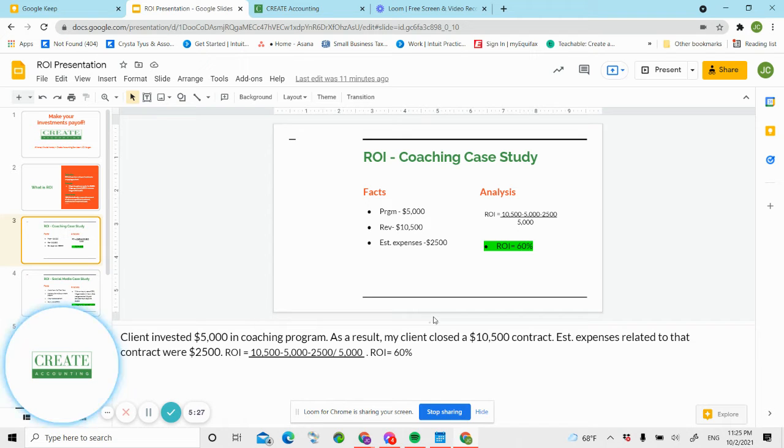So you want to check the standards before you begin to make investments, especially in coaching programs, especially in things that could be more subjective. You want to determine what is the standard ROI for this type of investment.